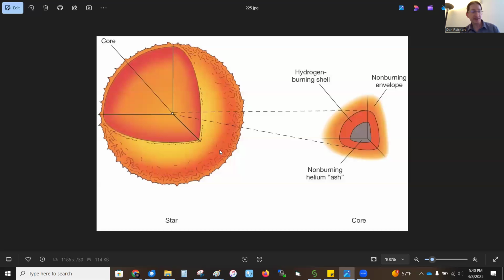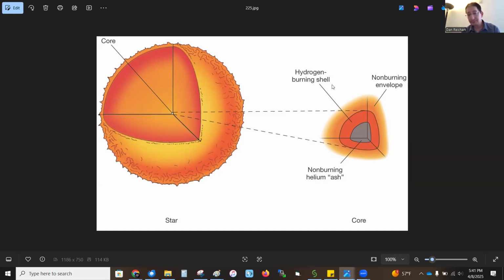Okay. But this marks the end of a star's time on the main sequence, because in the core you have non-burning helium ash. Again, ash is a colloquial term. Just means this was the residue from the fusion, and it's not burning. It's not hot enough. Around that, you have a hydrogen-burning shell, a shell that's still burning hydrogen, and out beyond that, you have the non-burning hydrogen, etc.